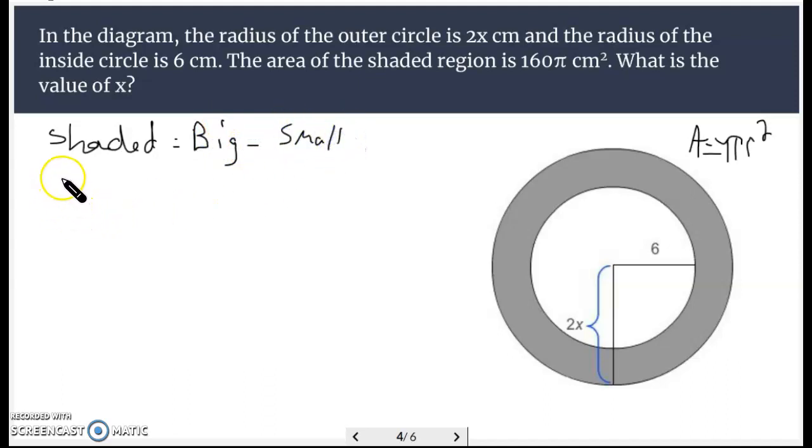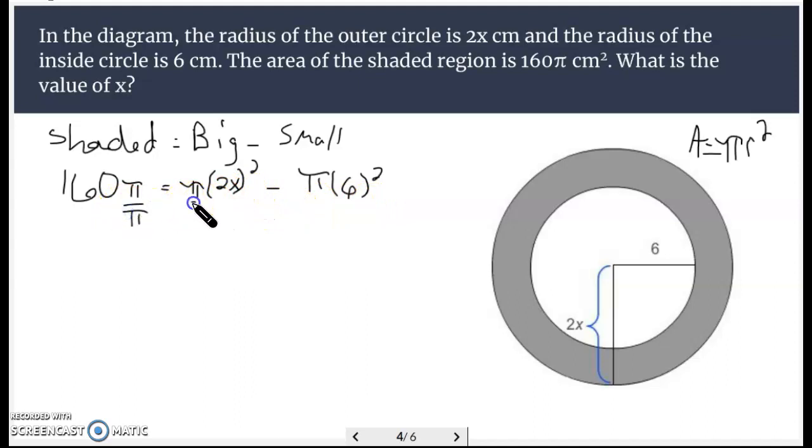The shaded region, they say, is 160 pi square centimeters. Big circle, pi times its radius squared. Smaller circle, pi times its radius squared. The big circle has a radius of an expression, 2x, which is a little strange. The smaller circle, radius of 6. All right, so as you can see, the only variable we have here is x. And notice what we can do. Each term has a pi.